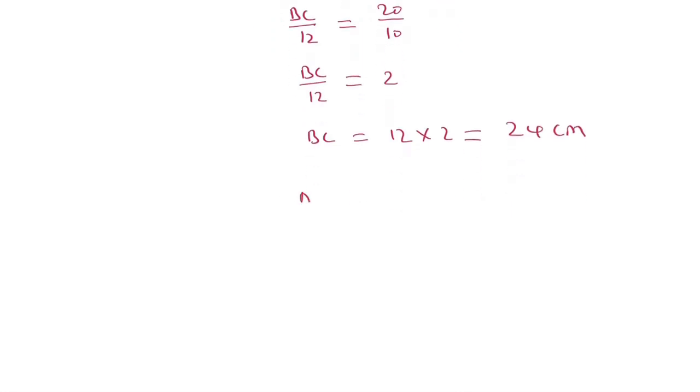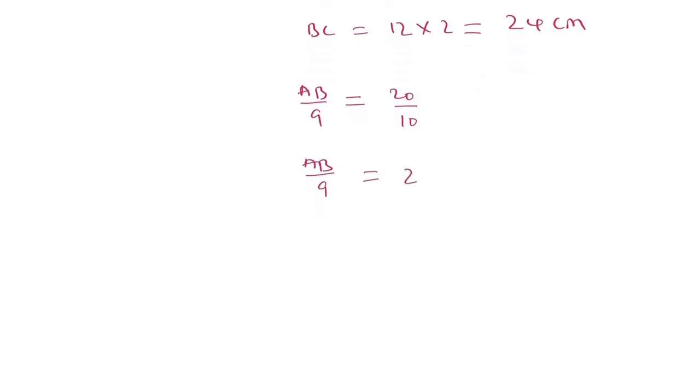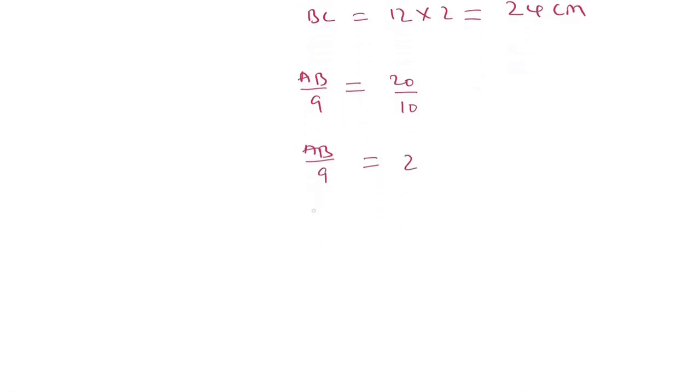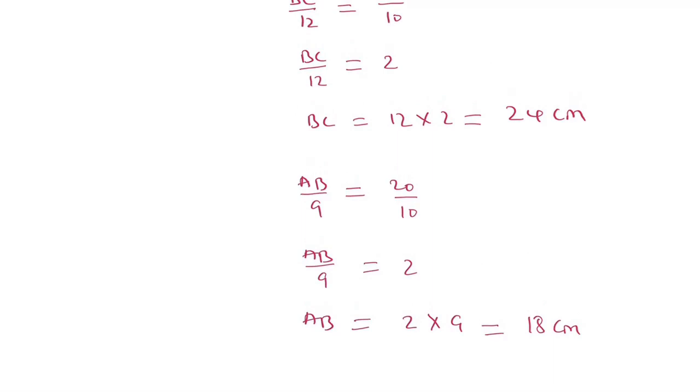And also, AB over 9 equals 20 over 10. Simplifying this, we are having AB over 9 equals 2. Multiplying by 9 both sides, we are having AB equals 2 times 9, of which after solving the values, we are having 18 centimeters. And those are going to be our answers.